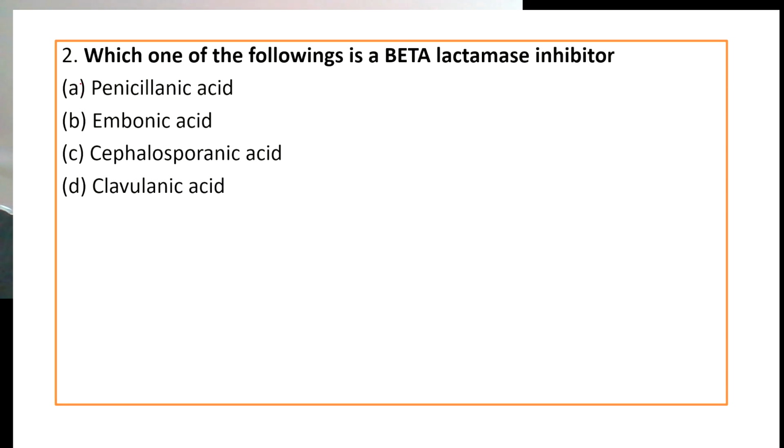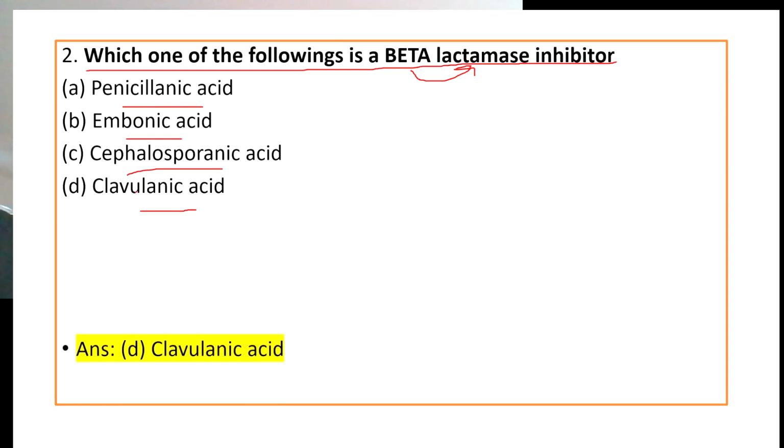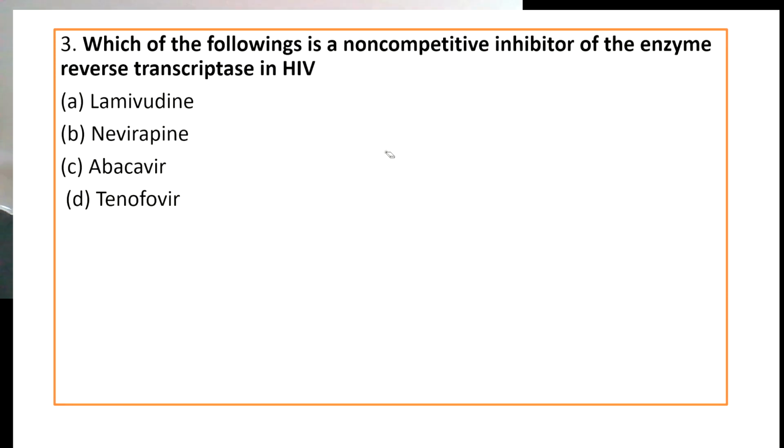Now the next question is: which one of the following is a beta-lactamase inhibitor? The options are penicillinic acid, embonic acid, cephalosporinic acid and clavulanic acid. You have to identify which is the beta-lactamase inhibitor. The answer is D. Clavulanic acid is the correct answer for the beta-lactamase inhibitor.